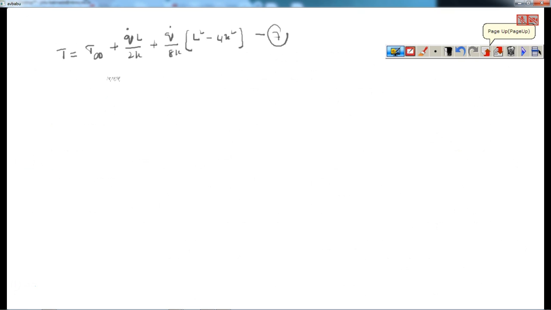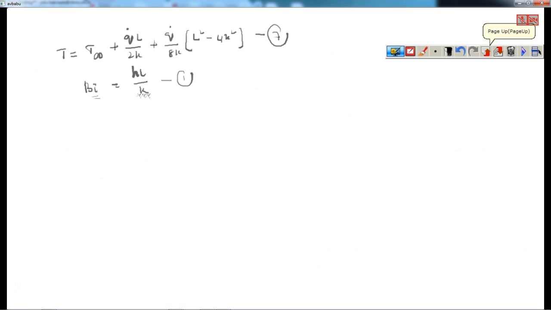Now, what is the Biot number? First, we should know. The Biot number is defined as HL by K. I am denoting this as 1. It is a dimensionless number. It compares the heat transfer coefficient with the internal conductance of a slab. This Biot number compares the heat transfer coefficient with the internal conductance of a slab.